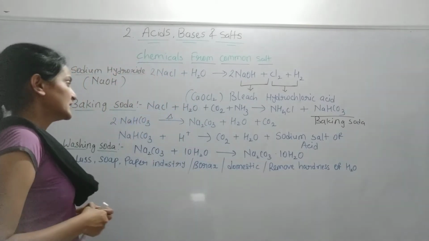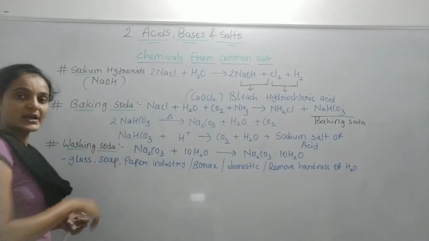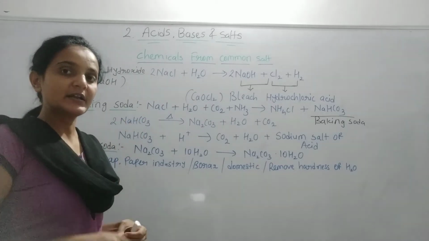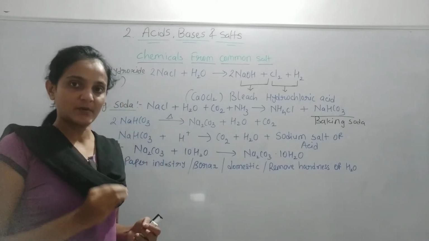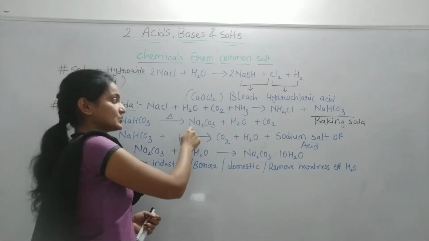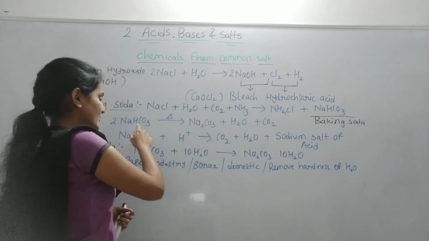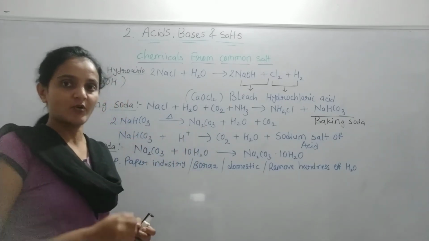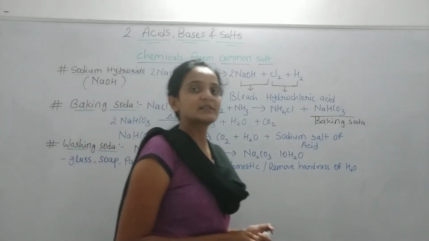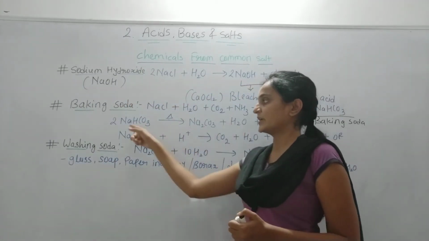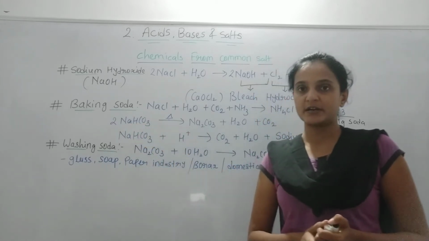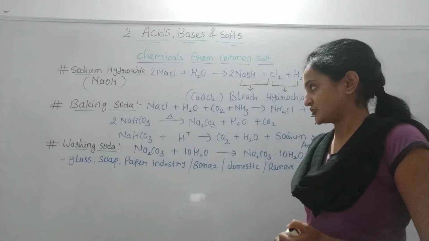Now if the baking soda is heated at a particular temperature, then the baking soda, sodium hydrogen carbonate, is converted into sodium carbonate, because hydrogen is removed in the form of water and carbon dioxide gas is released. This reaction happens when you heat the sodium hydrogen carbonate at a particular temperature.